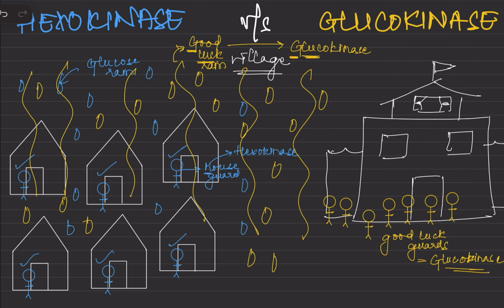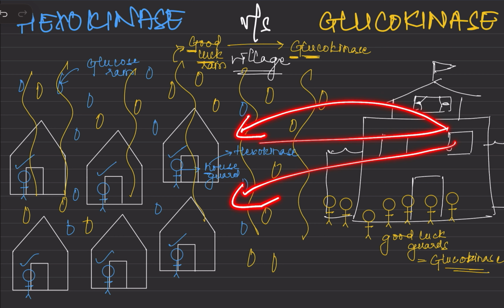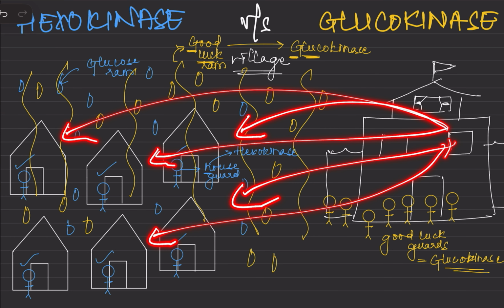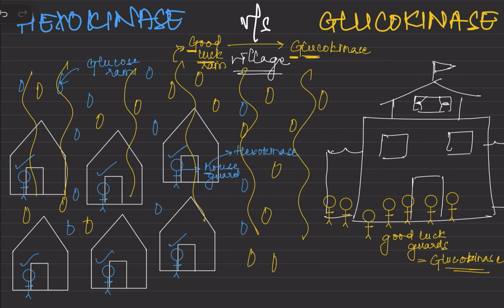Hence, it is essential to have our good luck guards, which is nothing but glucokinase, who can store the extra glucose within the palace, and this palace will then act as a reservoir to give these houses glucose when there is a drought situation, when the glucose rain is absent. So now we understand glucokinase and hexokinase.